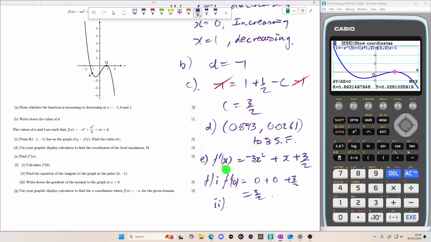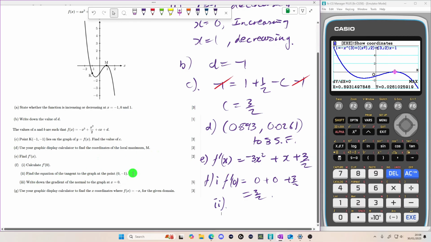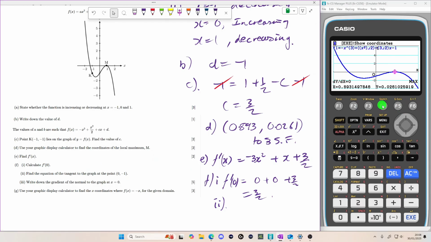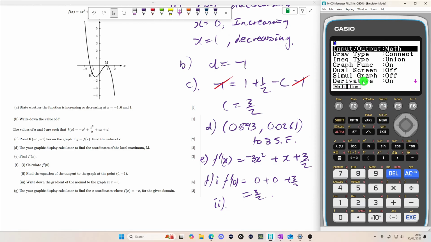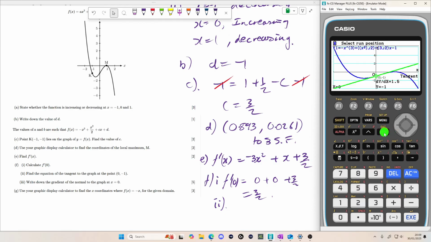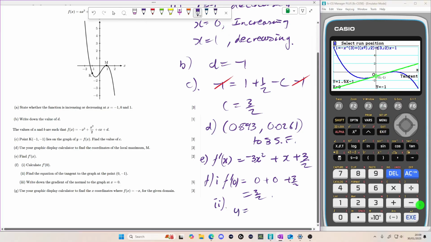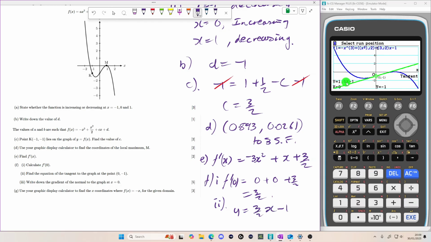Part 2. Find the equation for the tangent at the point 0, minus 1. Well, let's go to sketch on our calculator, go to tangent, and put x equals 0 in just to be sure. And we've got the derivative. But if you press execute again, it gives you the equation of the tangent. But you must make sure for this to work that your calculator's derivative mode is on. Otherwise, this won't work. So let's just put that in. And we get y equals 3 over 2 x minus 1. Or you might prefer 1.5x minus 1.